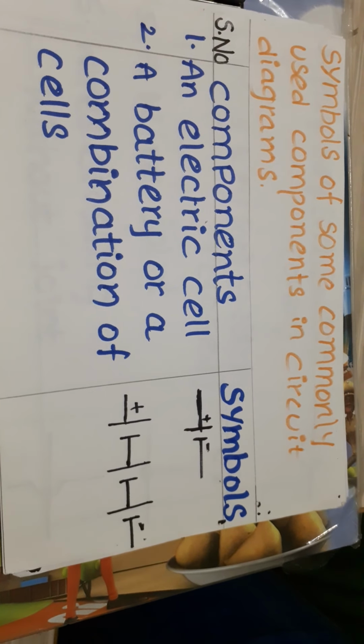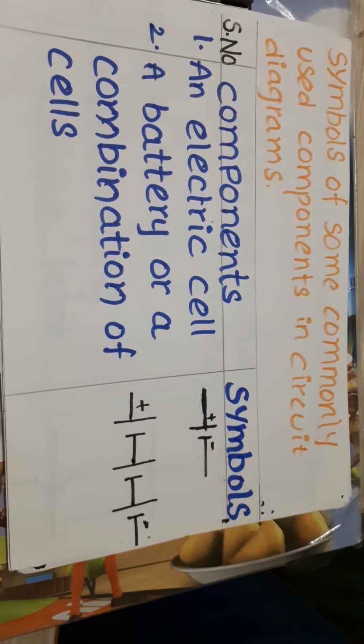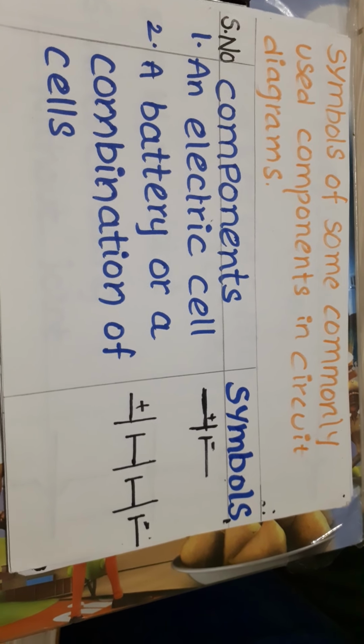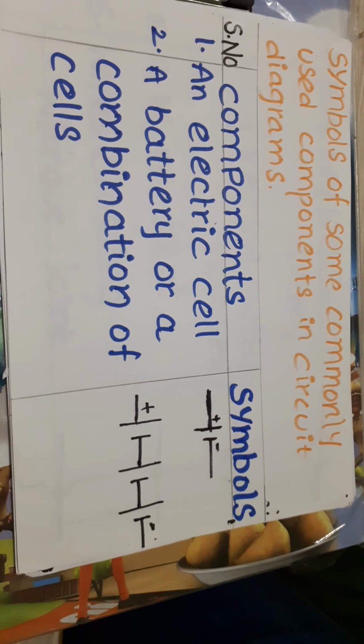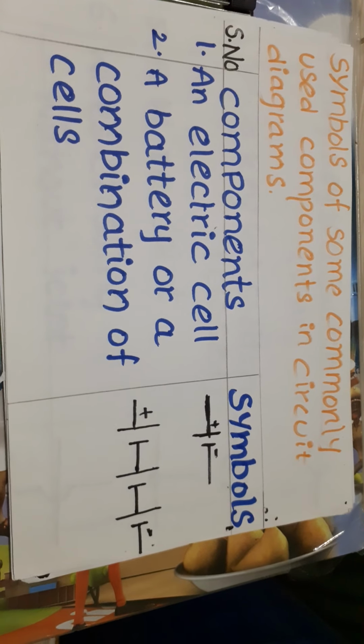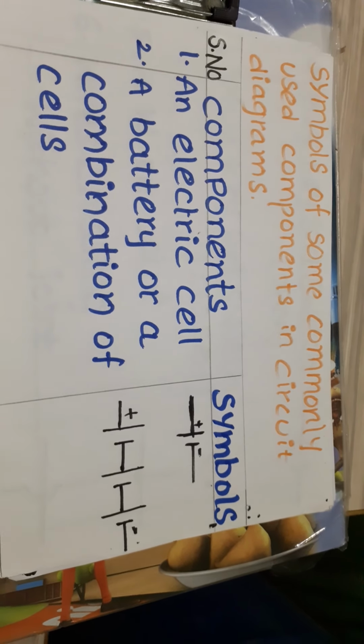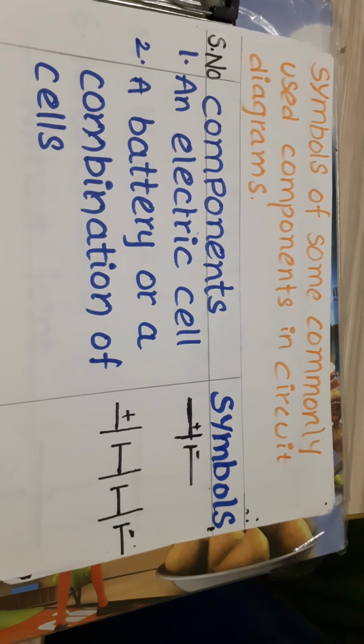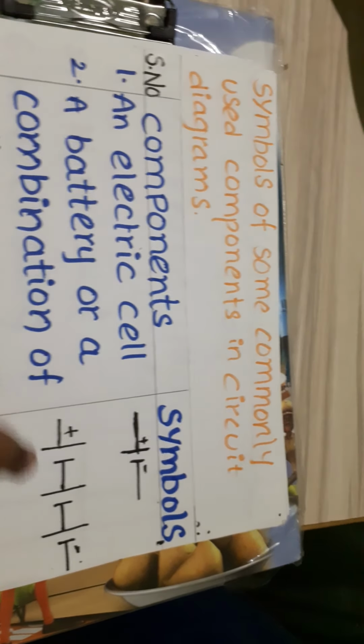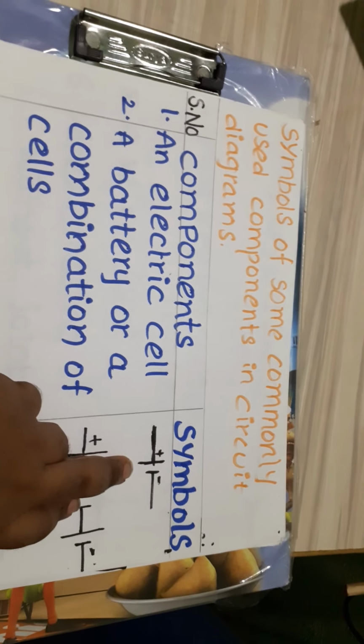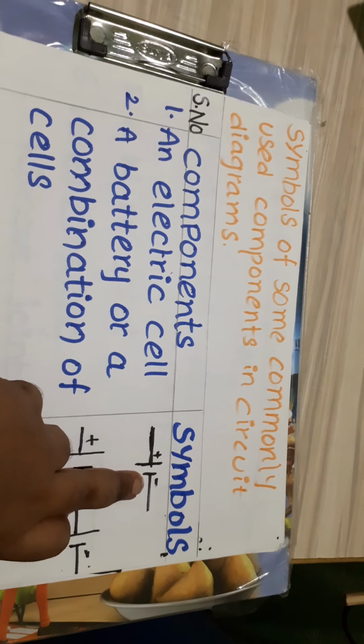First of all, in an electrical circuit we use the electrical cell. An electrical cell consists of a positive and a negative terminal. Positive is always represented by the large line. Negative is always represented by the small line.